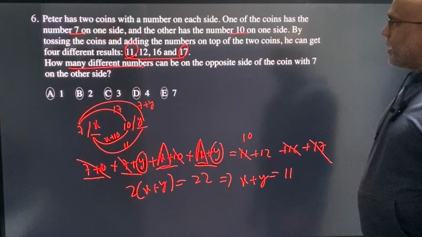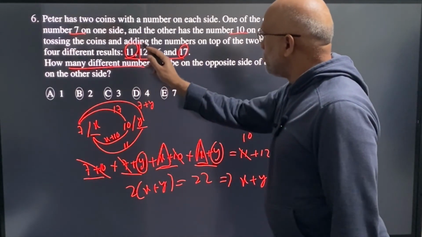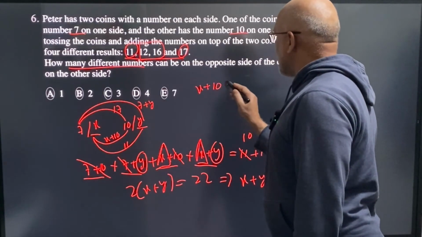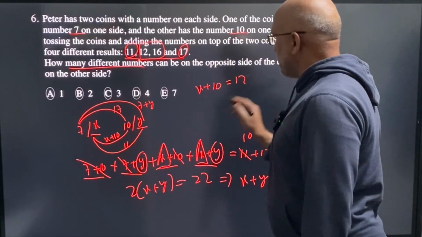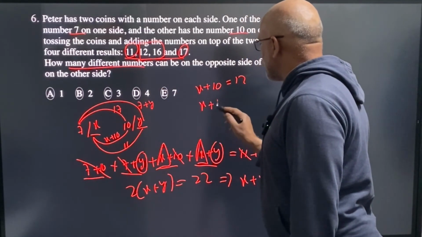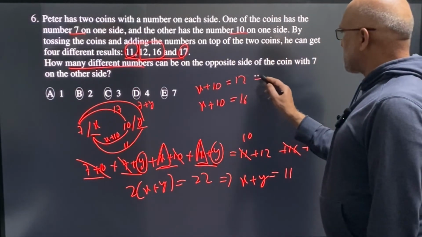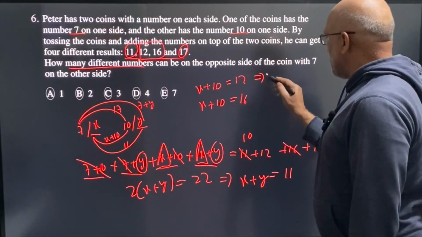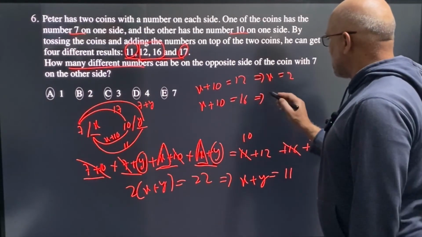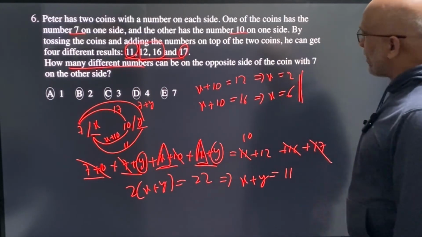Now this x plus 10 can be either of these 2 remaining sums, right? So x plus 10 can be either 12, or x plus 10 can be 16. So these are the 2 possible values of x. I don't have to solve it, but in this case x is going to be 2, and in this case x is going to be 6, right? So there are 2 possible values of x.